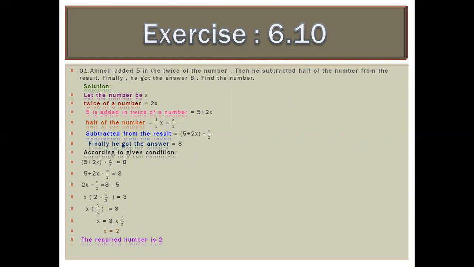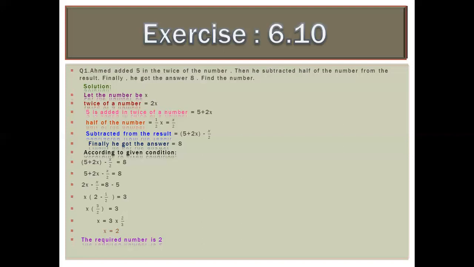First we suppose let the number be x. Twice of the number, twice mean 2, so the number will become 2x. Twice of the number mean 2x. 5 is added. 2x plus 5. We write the statement in the form of expression.